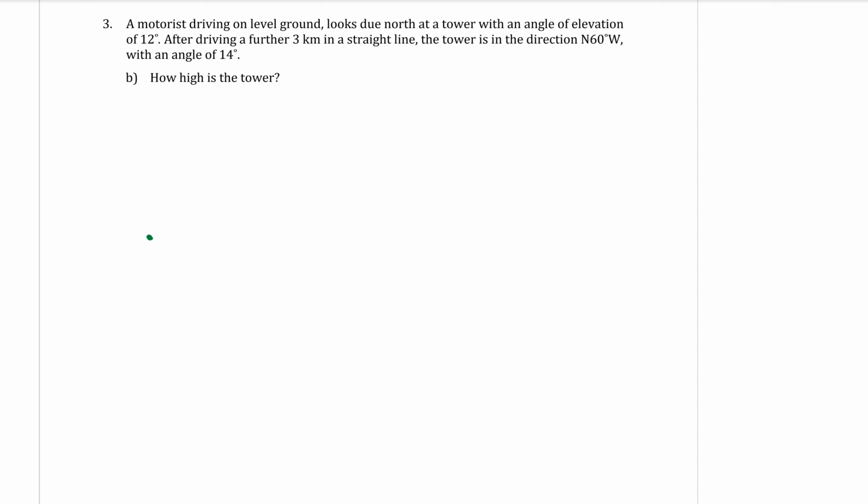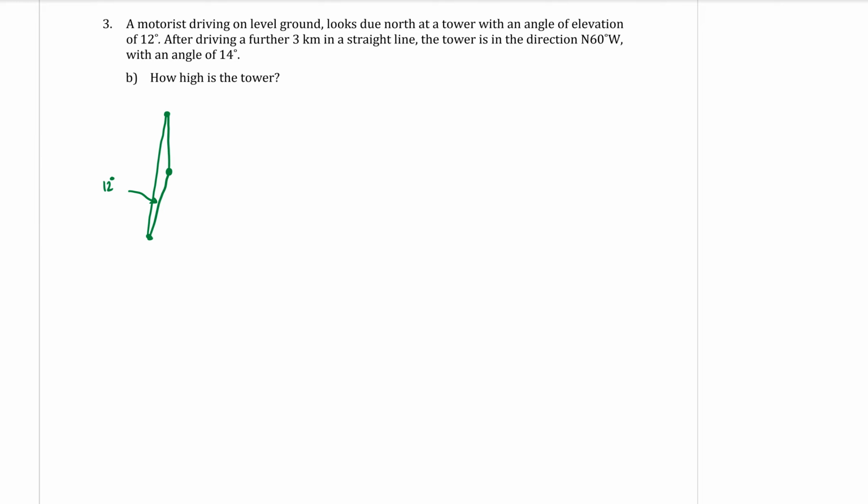This dot here is going to be my starting point. My motorist driving on level ground looks due north to a tower. So here is me going due north. Actually, I'm going to draw that slightly to the side so that I can see my tower from there, even though that should be north. There's my due north to my tower, and the angle of elevation to the top of my tower is going to be 12 degrees. So that little angle in there is 12 degrees, and that is my tower.